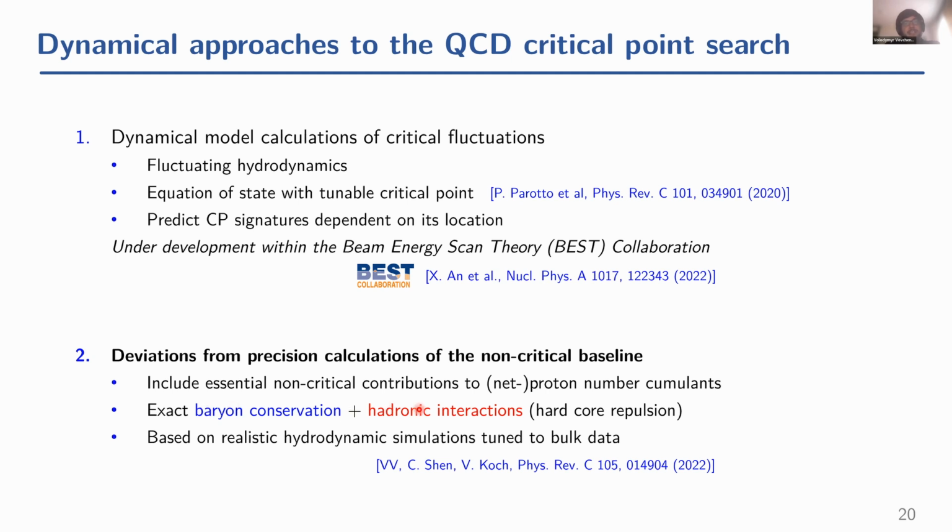And the other essential and non-critical contribution is the interactions between hadrons, which cannot be attributed to a critical point. In particular, there is the well-known phenomenon of hard-core repulsion: in the nucleon potential, we know very well that there is a repulsion at short range, and this also creates correlations. So these two effects are incorporated on top of realistic hydrodynamic simulations.